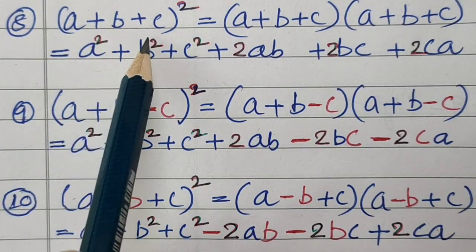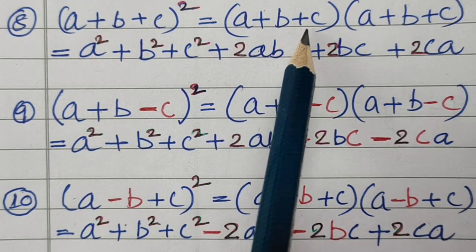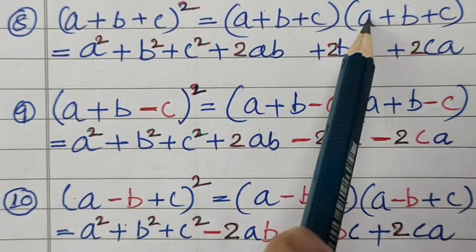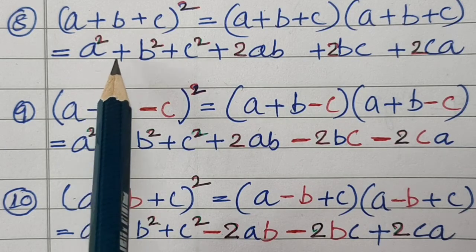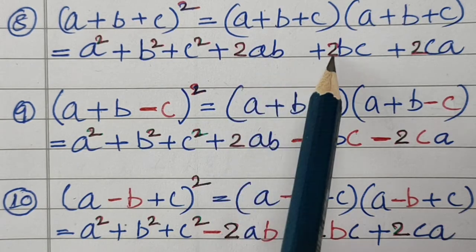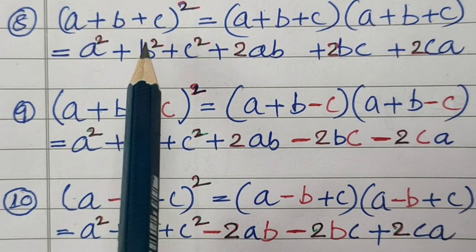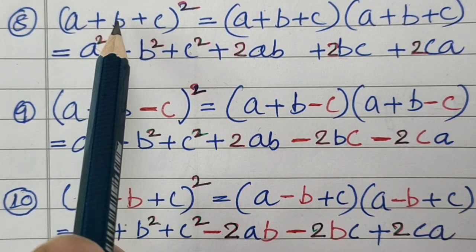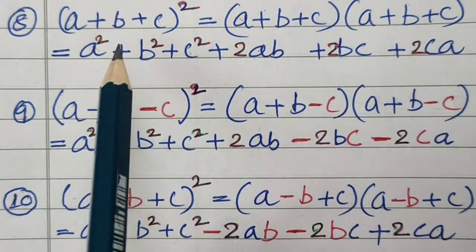(a + b + c)² is equal to (a + b + c)(a + b + c). When you multiply this with a, this with b and this part with c, we get a² + b² + c² + 2ab + 2bc + 2ca. This is the formula for this.